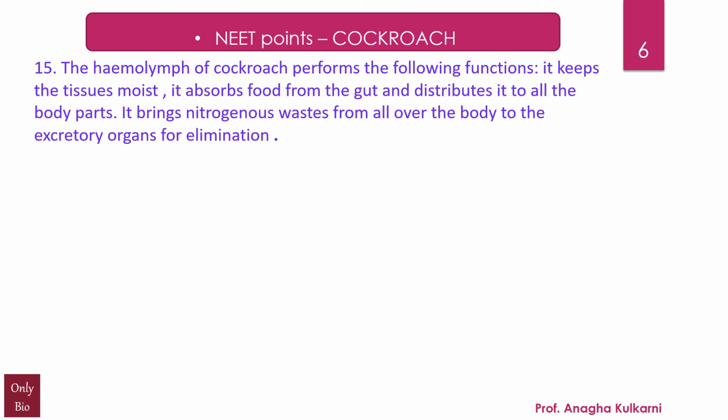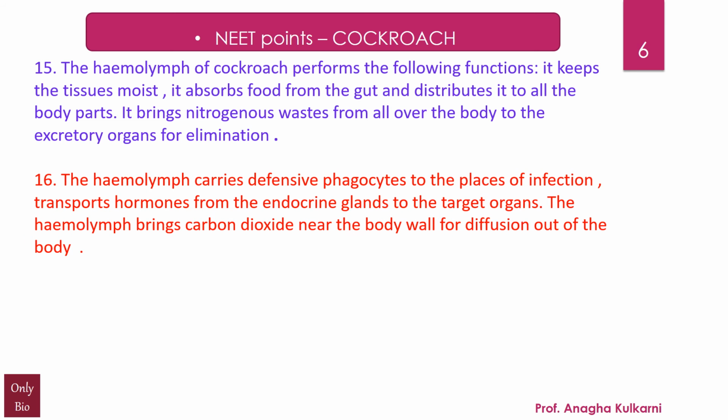Point number 15, the hemolymph of cockroach performs the following functions. It keeps the tissues moist, it absorbs the food from the gut and distributes it to all the body parts. It brings the nitrogenous waste from all over the body to the excretory organs for elimination. Next, the hemolymph carries defensive phagocytes to the places of infection, and transports the hormones from the endocrine glands to the target organs. The hemolymph brings carbon dioxide near the body wall for diffusion out of the body.